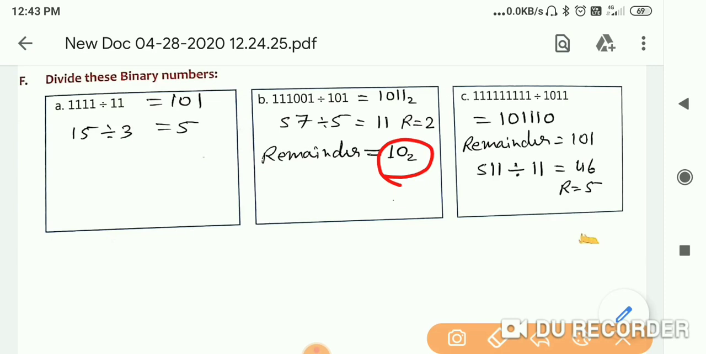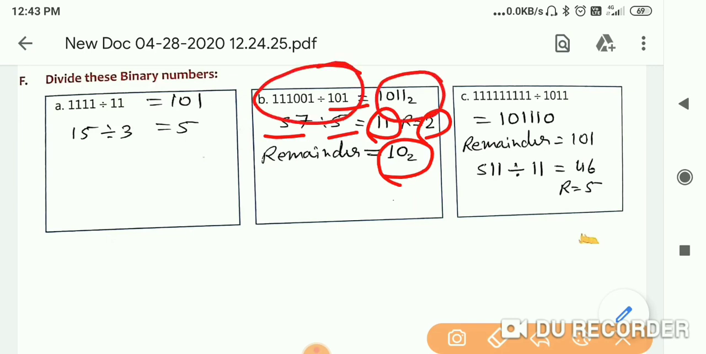first binary number to decimal, the equivalent decimal number is 57, and 101 in decimal it comes 5, and whenever you divide 57 by 5, the answer becomes 11, and the remainder will be 2. Means 57 divided by 5, the quotient is 11 and remainder becomes 2. And in the same way, in binary numbers also, the quotient becomes 1011 and the remainder is 10.